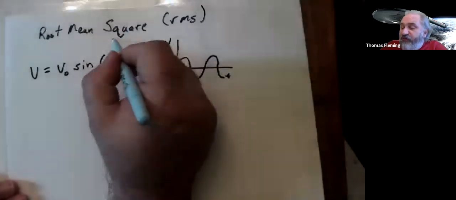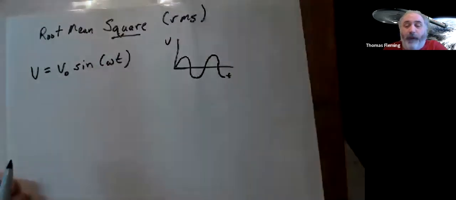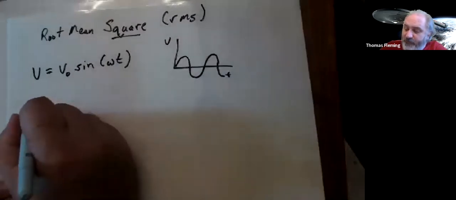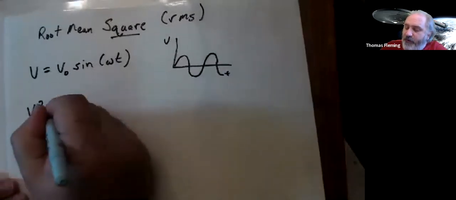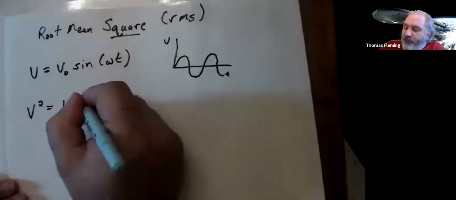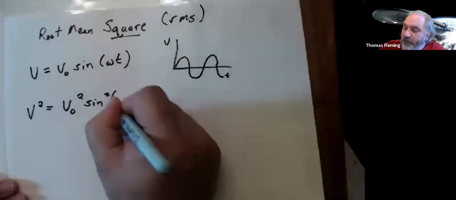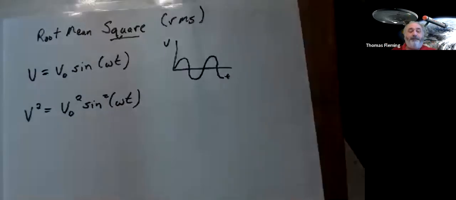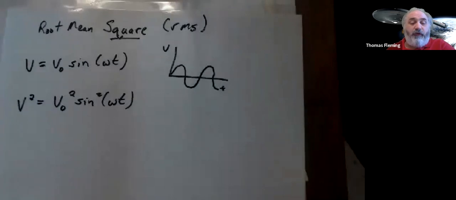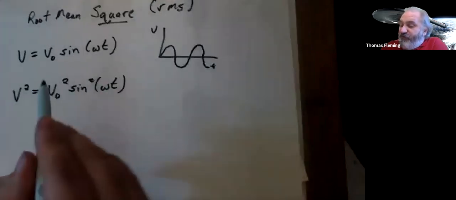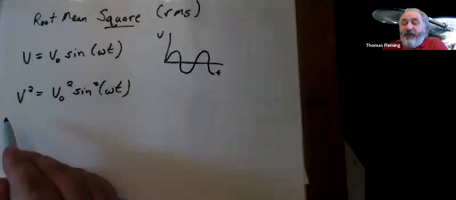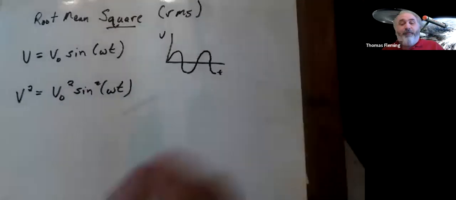First, we square both sides. I'm going to take this expression and square everything. So on the left-hand side, I'm going to have my voltage at any given moment squared, and on the right, whatever my maximum voltage is squared times the sine squared of omega t. As long as I do the same thing to both sides, the equation is still true. Now, if you take a negative number and square it, it becomes positive.